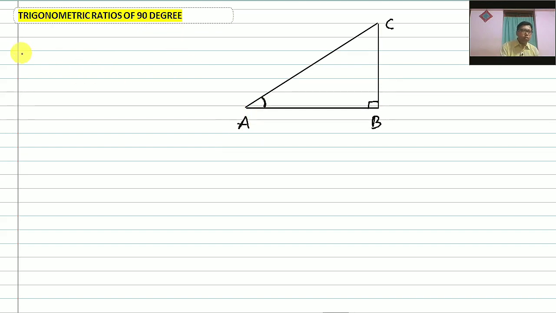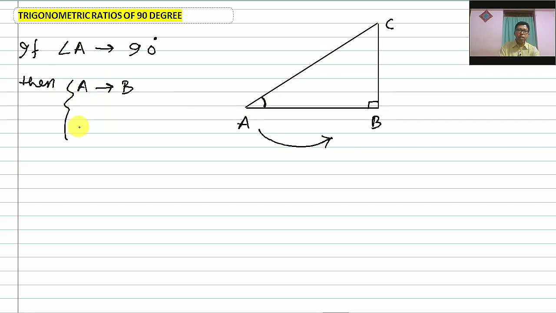Now let us consider that angle A is tending to 90 degree. Then what happens? One by one. If angle A tends to 0 degree, then the point A will tend to B. This is the first fact. Second fact is AC will be equal to BC and AB is tending to 0. This side is tending to 0. Since A is tending to B, AB is tending to 0. So now one by one.